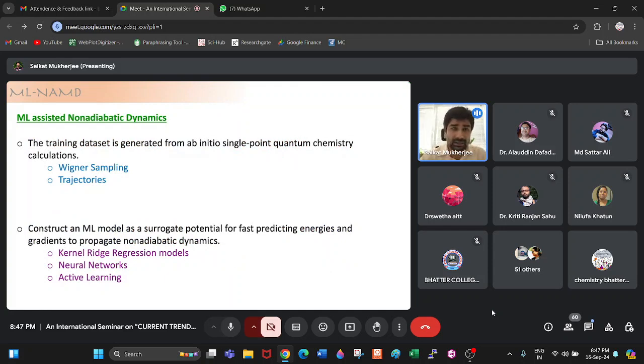So the protocol is, we have to generate a training data set. Maybe you can generate it from ab initio single point quantum chemistry calculations. You have to do a lot of single point quantum chemistry calculations and then prepare your machine learning model. Or you can even propagate some trajectories and collect snapshots, because you hope that your trajectories will cover the phase space. And then you build your machine learning model.